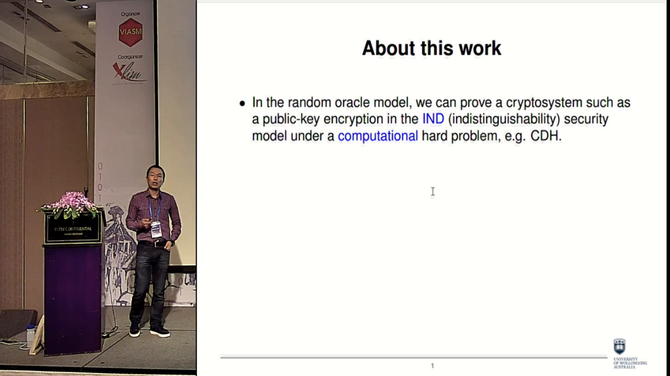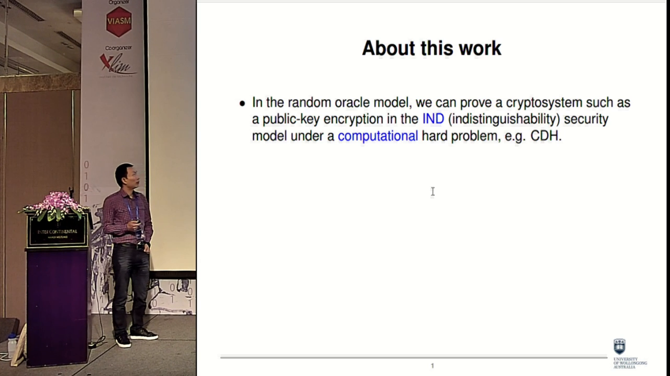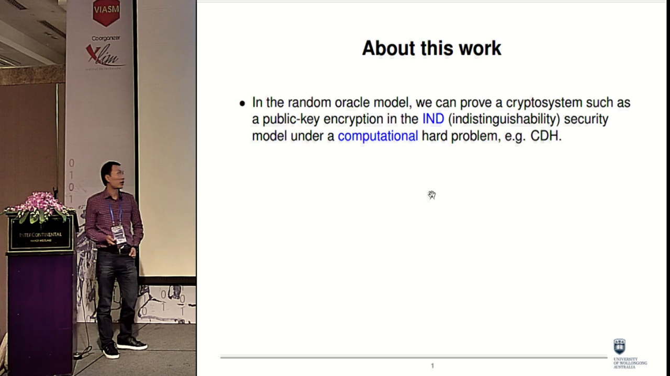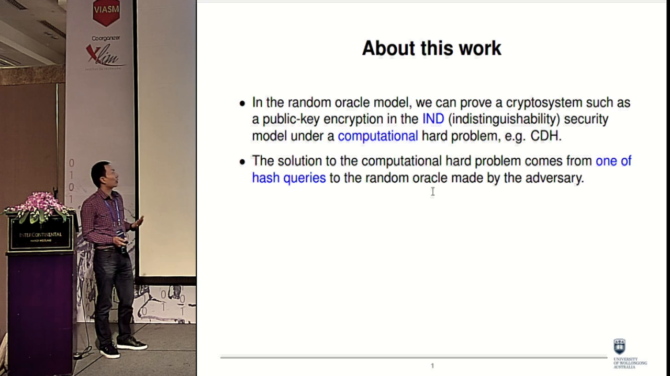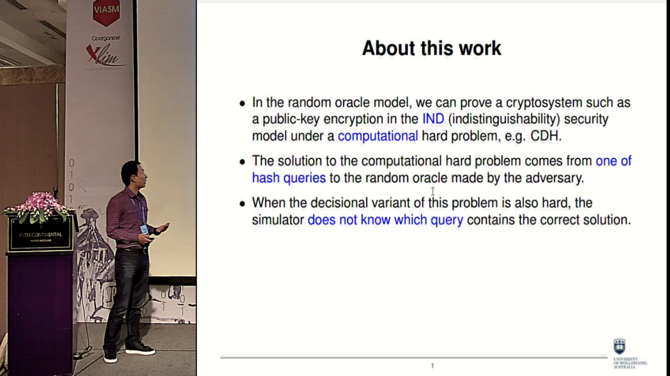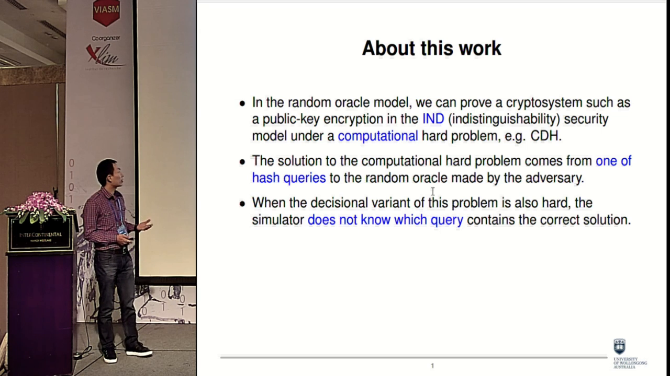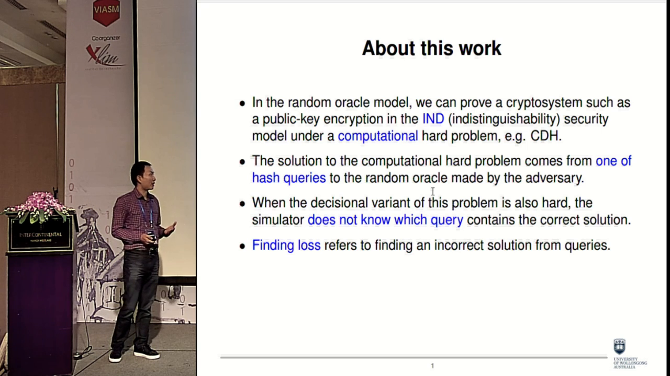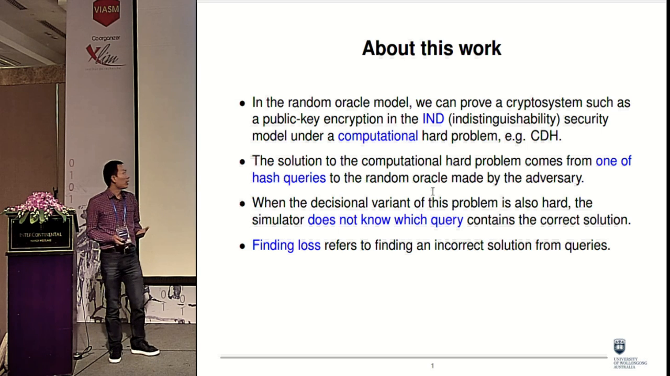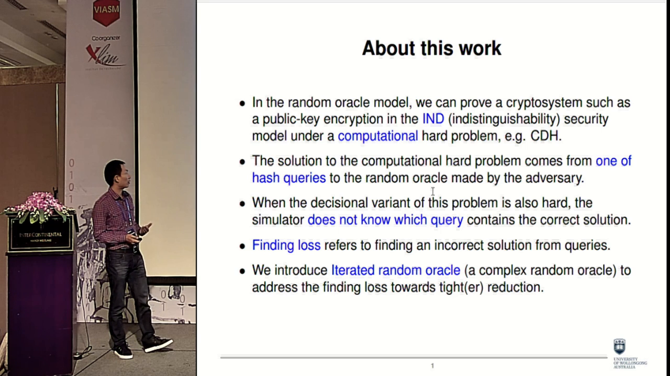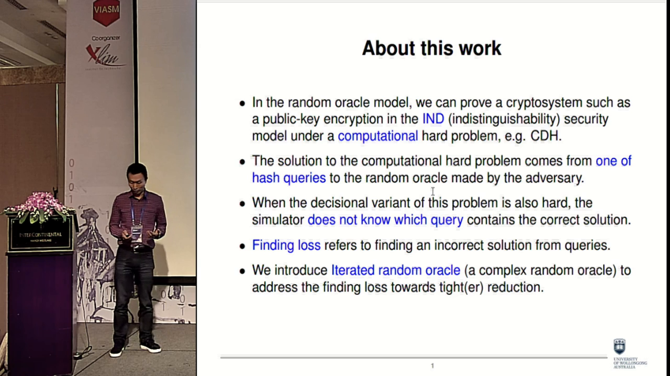About this work, I would like to introduce its overview first. In a random oracle model, we can prove a crypto system such as public encryption in the IND security model and a computational hard problem, such as the CDH problem. The solution to the computational hard problem comes from one of the hash queries to the random oracle made by the adversary. When the decisional variant of this problem is also hard, the simulator doesn't know which query contains the correct solution. Therefore, the simulator has to randomly pick one query as the solution. Finding loss refers to finding an incorrect solution from hash queries made by the adversary. So we introduce iterated random oracle, a complex random oracle, to address the finding loss towards tighter reduction.